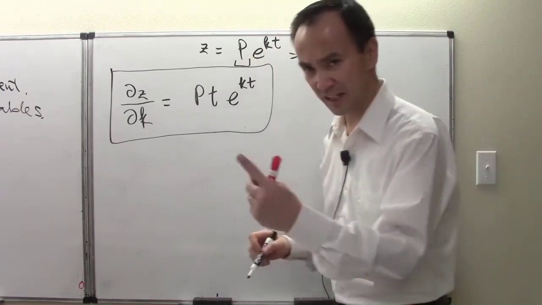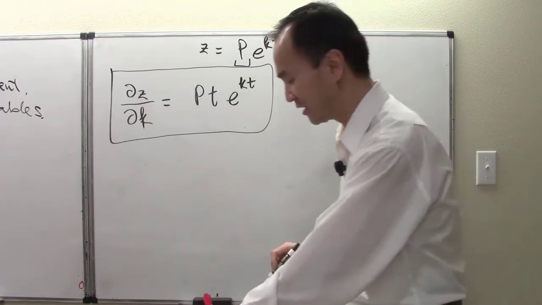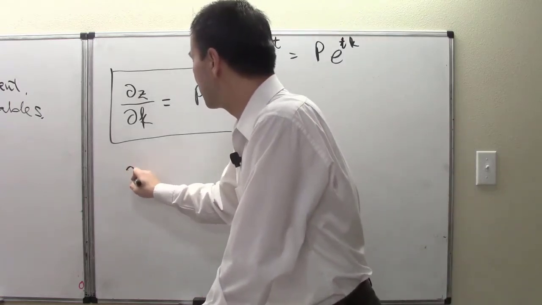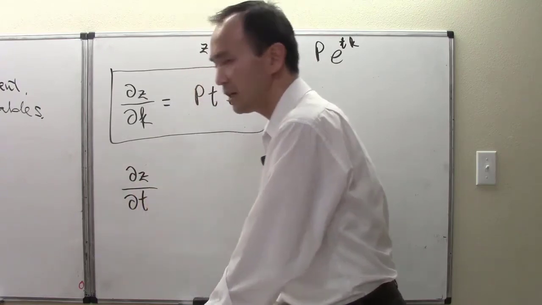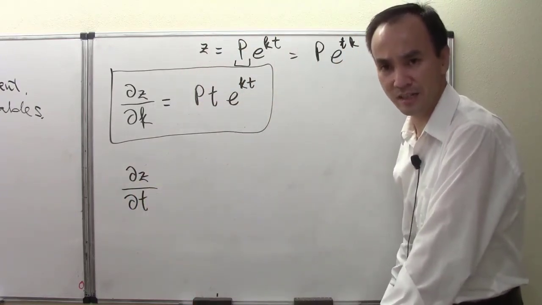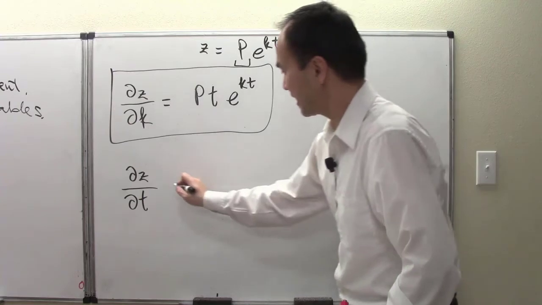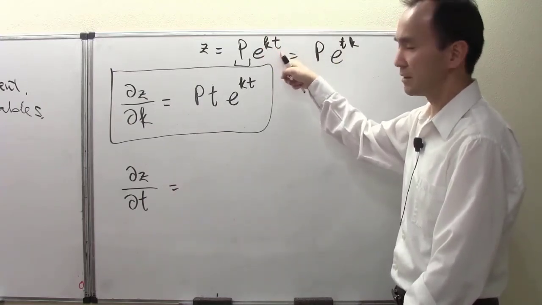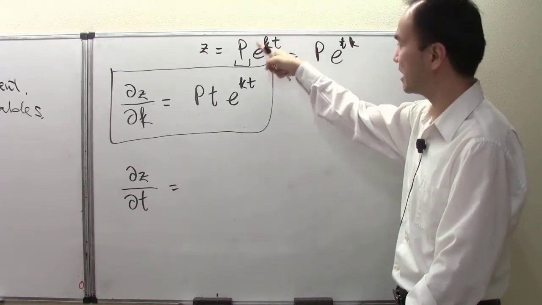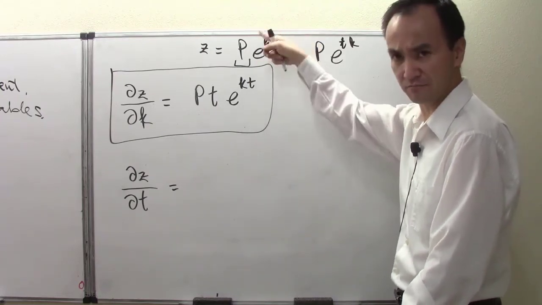So that means we can expect one more partial derivative. So how about dz dt. All right, dz dt. So just like that. Now it's right there. T is the variable inside of the e to the something function right there.